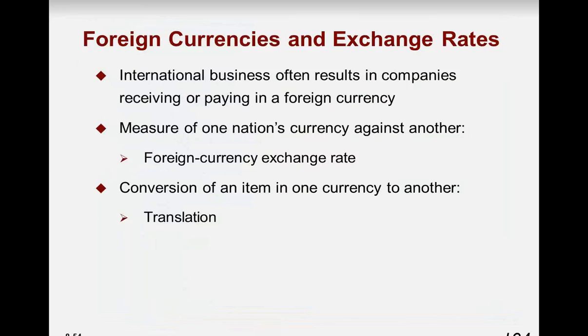So how does that affect our foreign currency and exchange rates? Because when we have businesses that are doing international business all over the world, they're receiving and paying in a foreign currency often. So how do we measure one nation's currency against the other? We use the foreign currency exchange rate. Conversion of an item in one currency to another is called the translation of that currency.